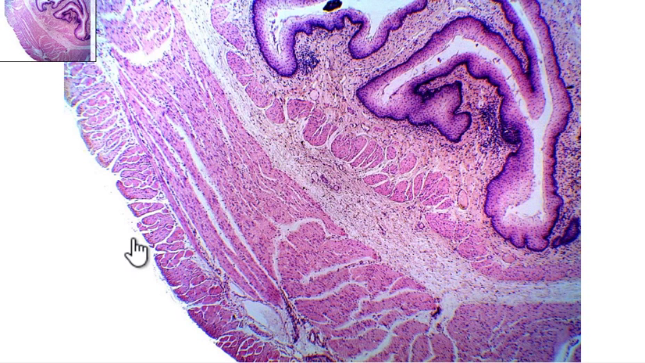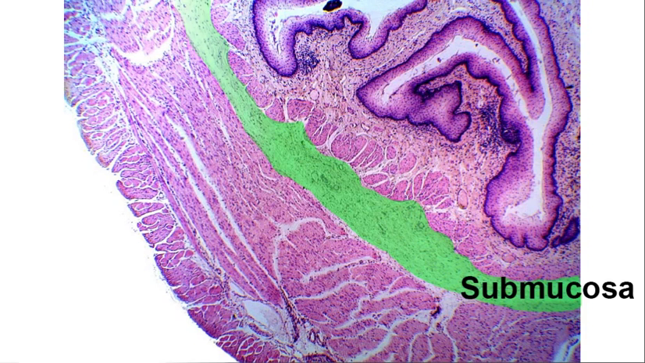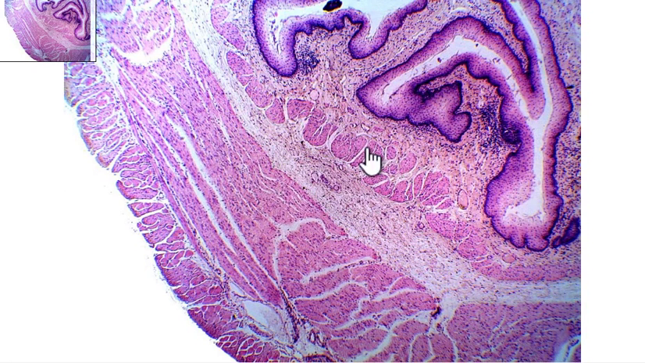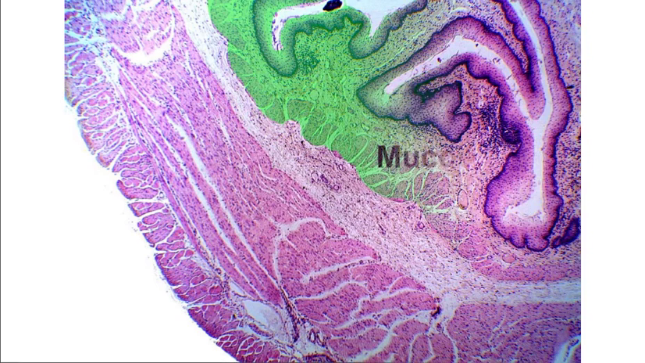Now moving inwards from the adventitia to the Muscularis Externa to this area right here. This area is going to be known as your submucosa. And then the most internal layer is comprised of actually 3 different regions here. You can see this portion of muscle, this portion of connective tissue, and this portion of epithelium. Together, all 3 of these are going to make up the mucosa.